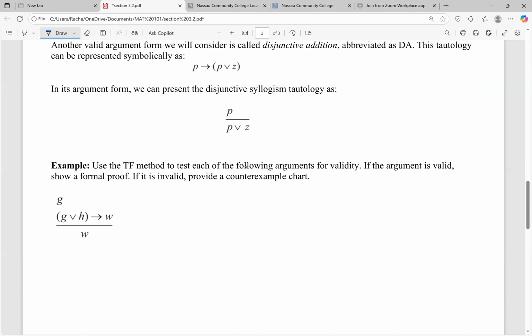So let's keep this in the back of our head. We have the disjunctive addition. We have the disjunctive syllogism, which let me write them down over here so we could use them if needed. So if we have P or Q and not P, we could conclude Q, or if I have P or Q and not Q, we could conclude P.